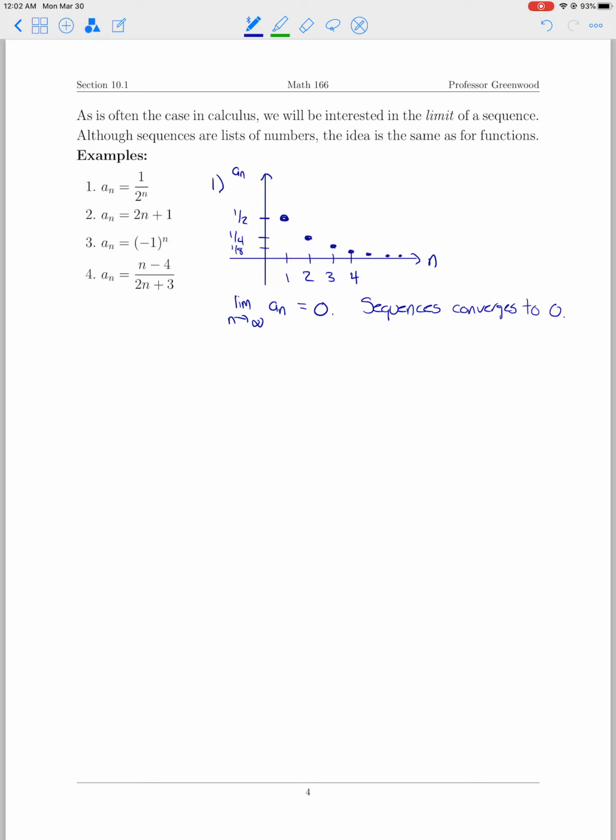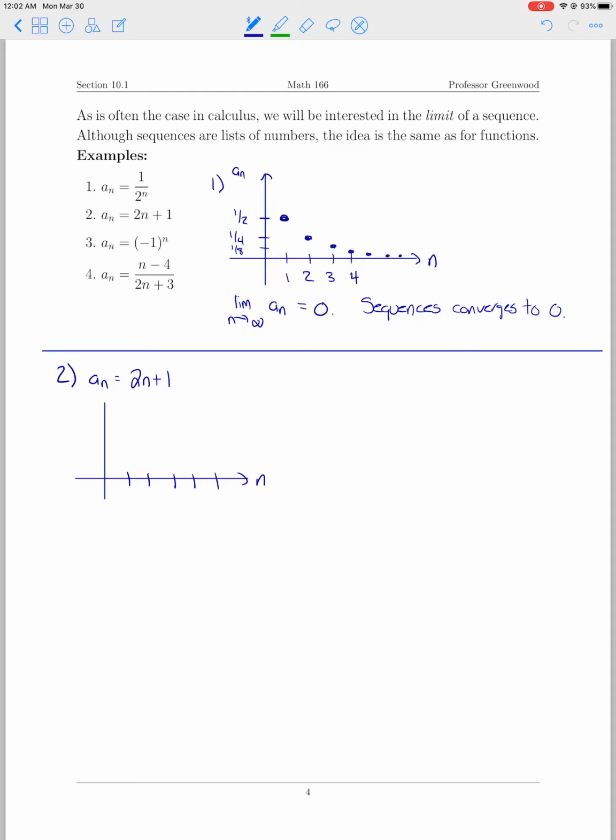All right, now let's look at the next sequence, which is 2n plus 1. Maybe this is slightly different than the one we did on the last page, where it was 2n minus 1, but the idea is still the same. Again, we can draw a picture of what's going on here, with an n axis and an a sub n axis.